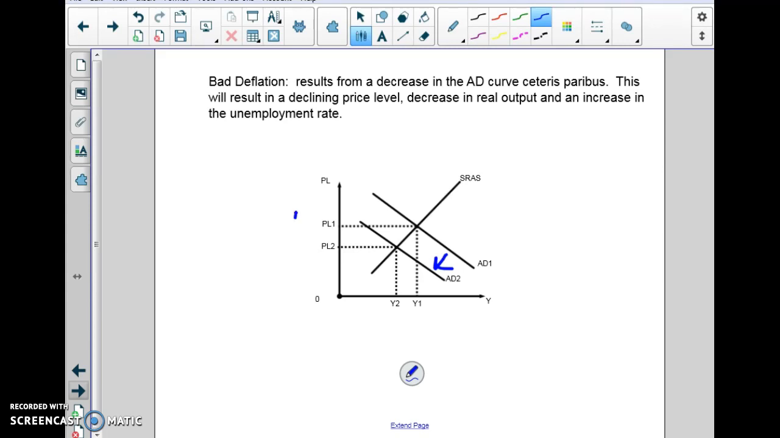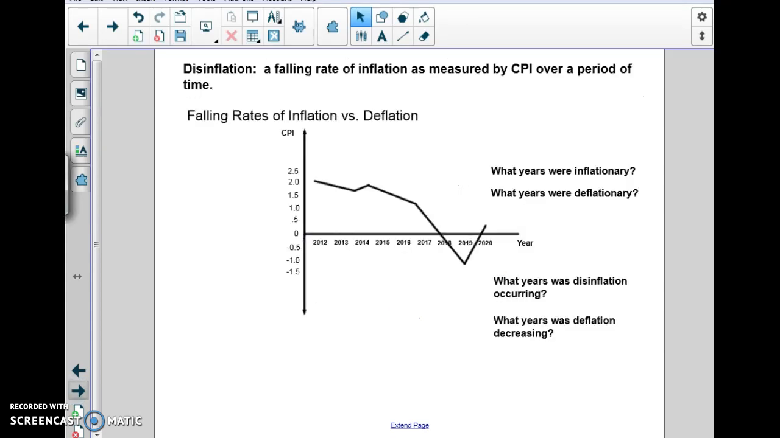And we can see prices are falling, but we know that output is also falling, which will lead to lower wages in the long run and also higher unemployment. So good deflation, positive SRAS; bad deflation, negative AD.